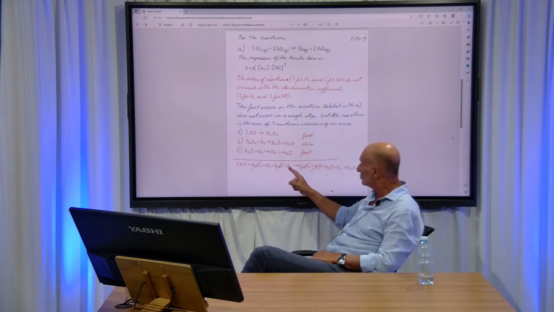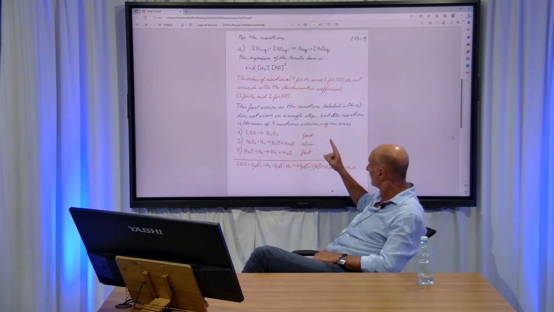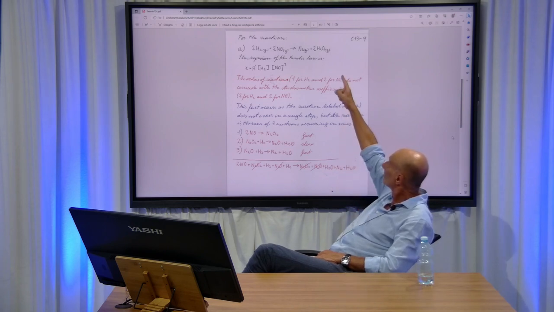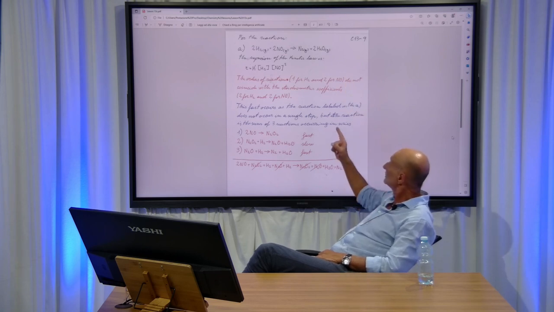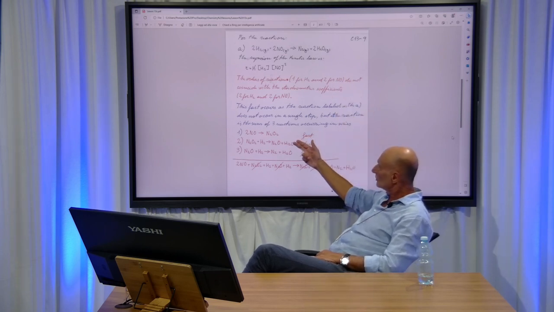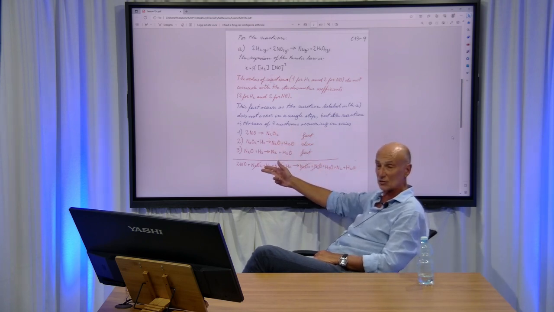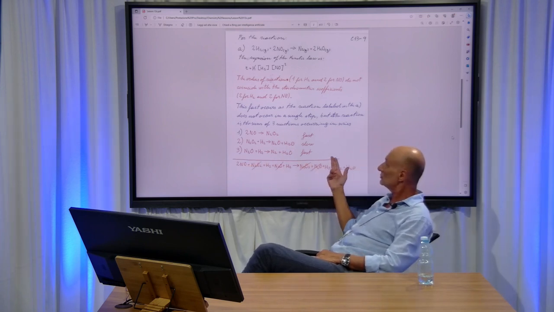H2, H2. So 2H2. Then among the products of the reaction, we have 2H2O. Then we have N2. So, by summing these three steps of the reaction, we obtain the comprehensive reaction that occurs in the system.